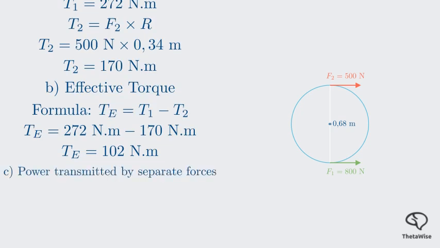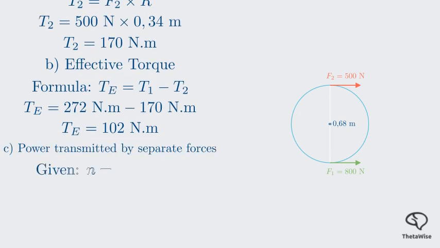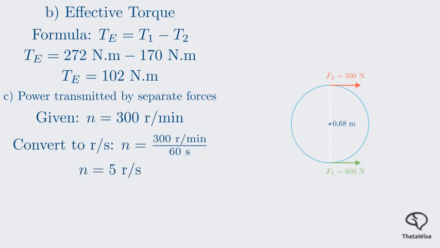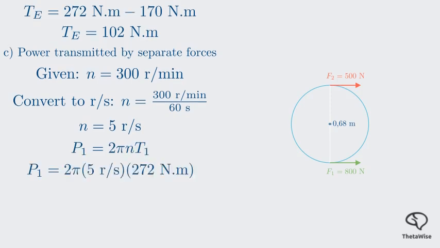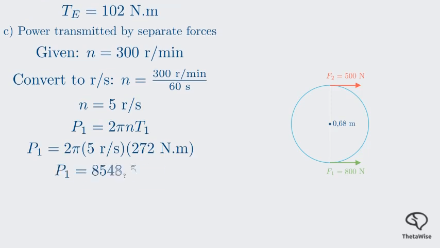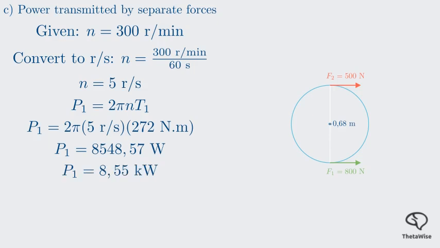Next, part C, the power transmitted by the separate forces. Before we calculate power, we need the rotational frequency in revolutions per second. We're given N equals 300 revolutions per minute. Dividing by 60, we get N equals 5 revolutions per second. We use the power formula P equals 2 pi NT. For the first force, P1 equals 2 times pi times N times T1. That's 2 times pi times 5 times 272. Using pi equals 22 over 7, this calculates to approximately 8548.57 watts, or 8.55 kilowatts when rounded to 2 decimal places.